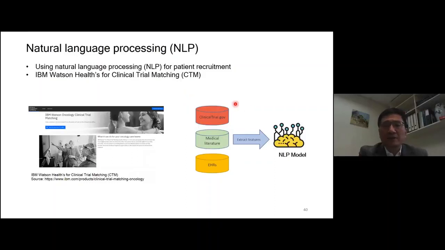run by a US organization. You can find all of the information of the drugs entered into clinical trials, either phase 1, phase 2, to phase 3. And of course, you can find all of the medical literature. So you can extract the features to build up this, we call it an NLP model. And this model will be useful for clinical trials.